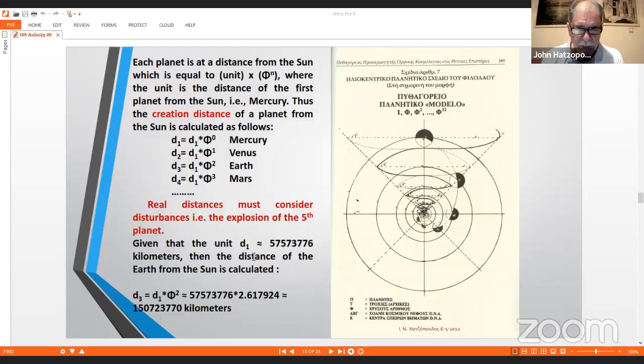We are using D1, the distance of Mercury from the sun, as you can see, this distance in kilometers. If we multiply that by phi squared, we get this 150 million something kilometers, which is the distance of the Earth from the sun.